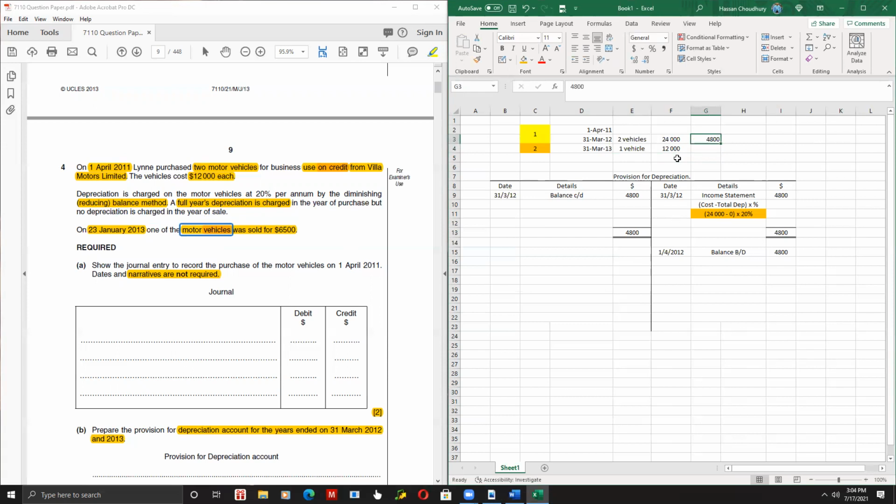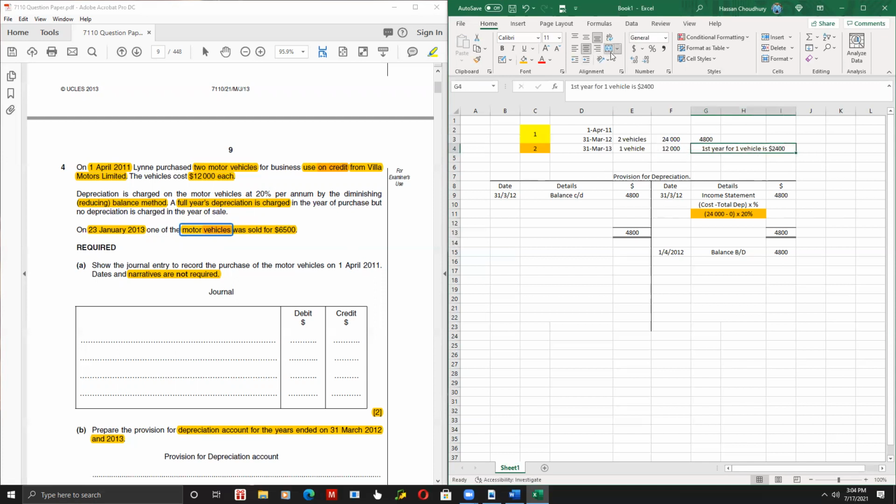Now remember, one vehicle's depreciation for the first year is 2,400.